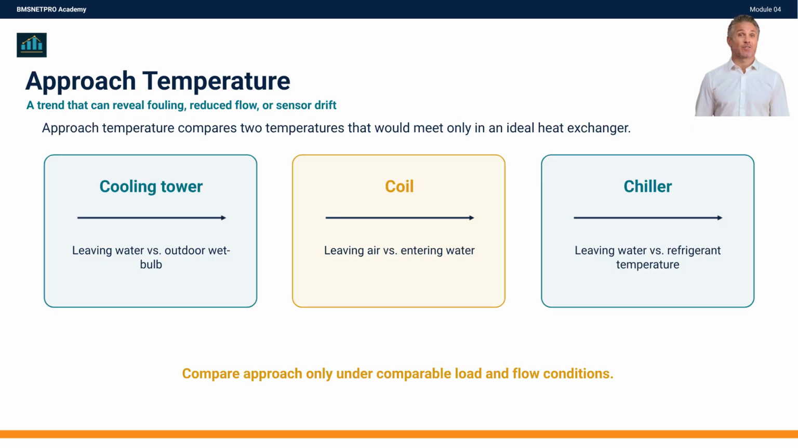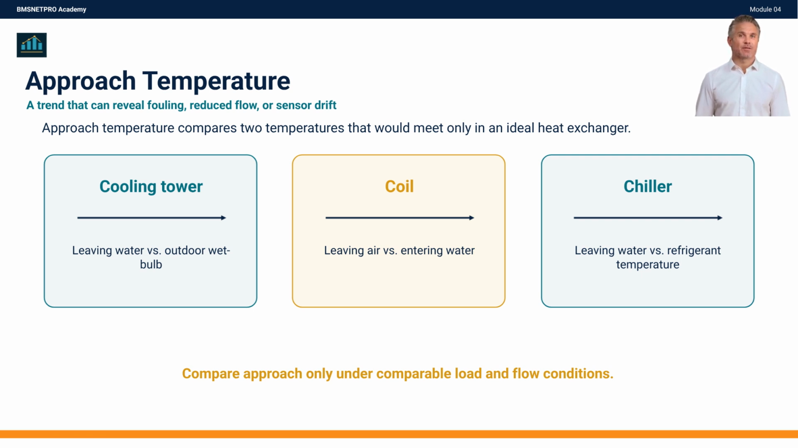Approach temperature gives us a useful way to evaluate heat exchangers. An approach temperature compares two temperatures that would become equal only in an ideal heat exchanger. For example, in a cooling tower, we may compare leaving condenser water to outdoor wet bulb temperature. At a coil, we may compare leaving air to entering water. At a chiller, we may compare leaving water to refrigerant temperature. A small approach often suggests effective heat transfer. A growing approach, under similar conditions, may point to fouling, reduced flow, air problems, or sensor drift.